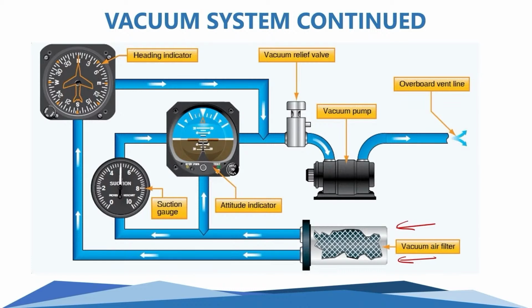So we're going to talk about the heading indicator and also the attitude indicator. That will take this vacuum air, this suction, and it's going to spin some gyros at high speeds, and very much just like a vacuum cleaner, it's going to suck that air and then throw it overboard outside the aircraft.